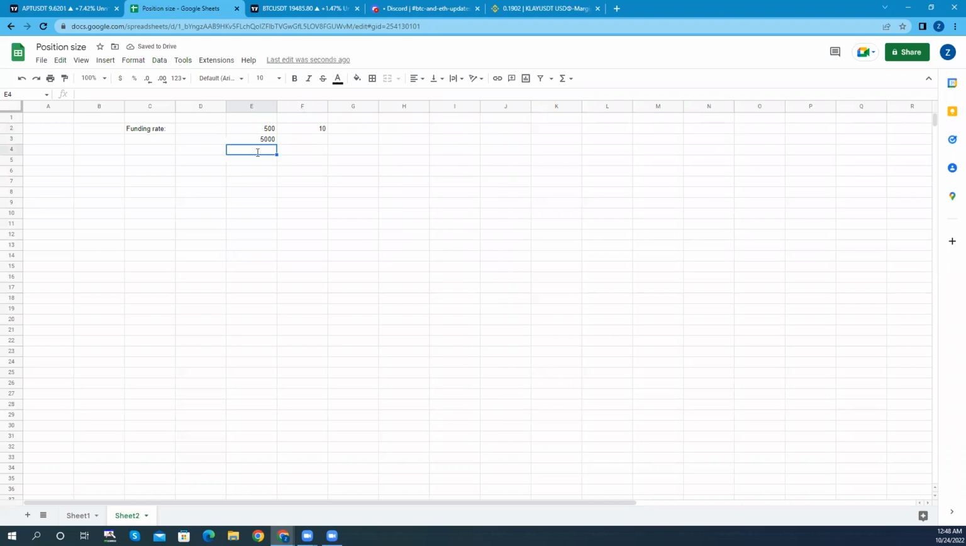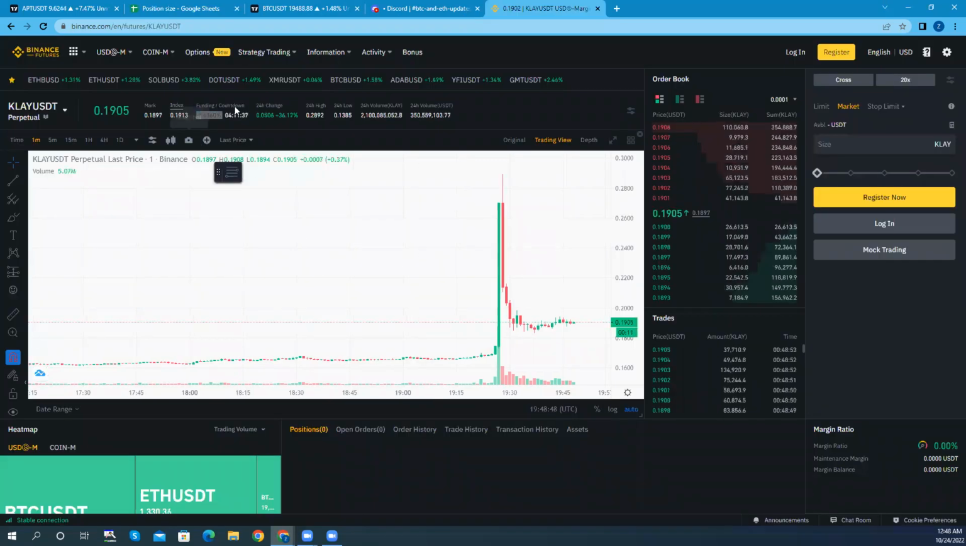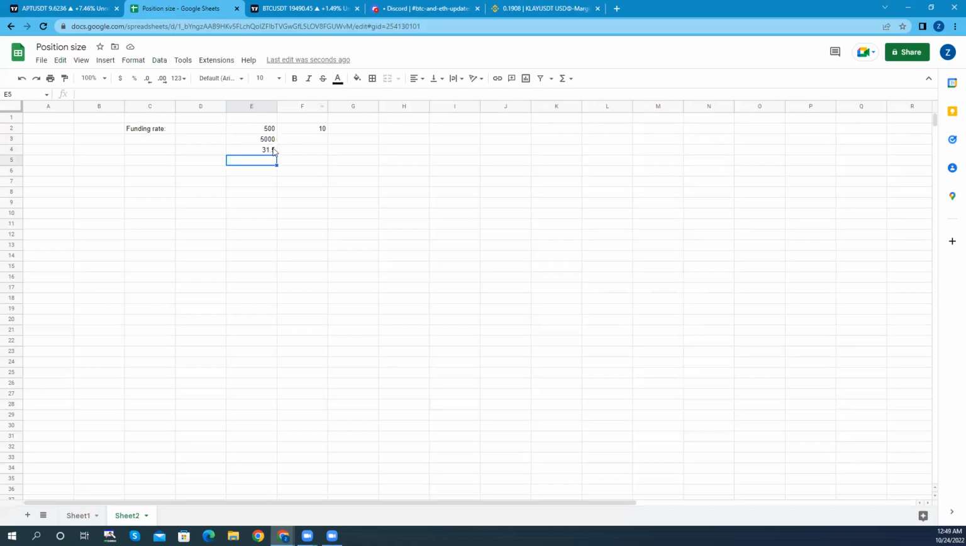Now funding rate will be charged on this position size, not your margin. Your margin is 500. Your leverage is 10. So your position size is right now $5,000. So you will be charged 0.63% of this 5,000, which will be $31. You will be charged $31 just to have a short open on this coin at the time if there is a funding rate being charged. You will get charged this much amount at that time. That is how you calculate your position size.